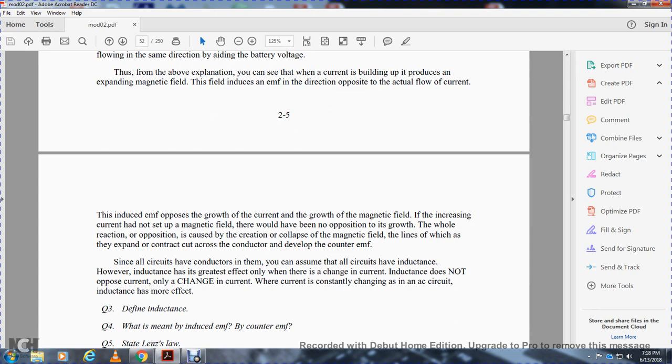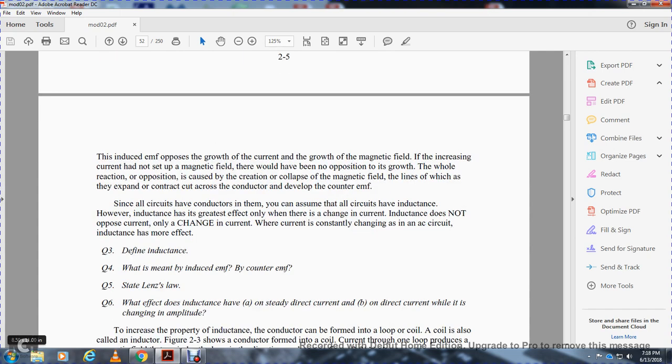You can assume that all circuits have inductance, however the inductance only has an effect when there is a change in the current. Inductance does not apply to steady current, only to changing current. When the current is constantly changing, as in any AC circuit, it induces more of the effect.